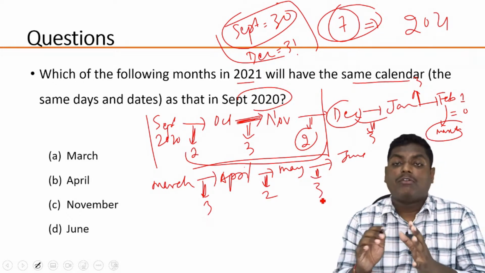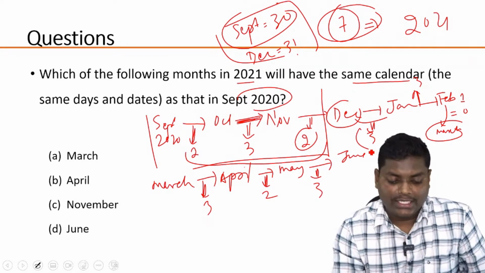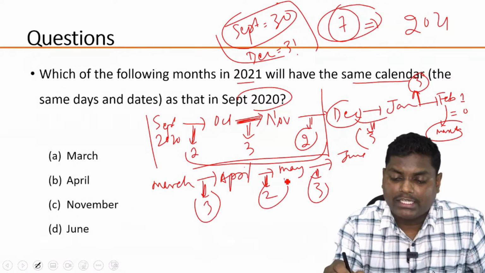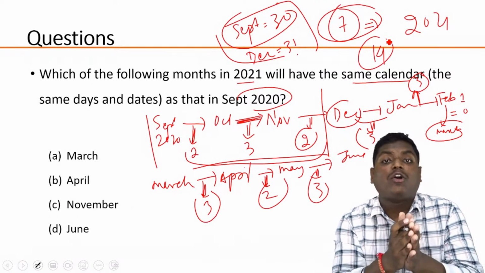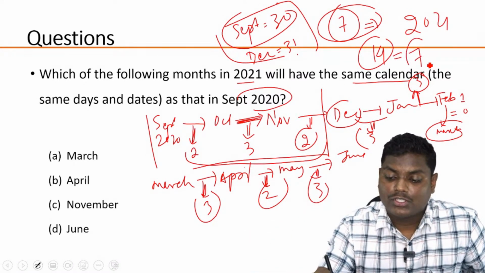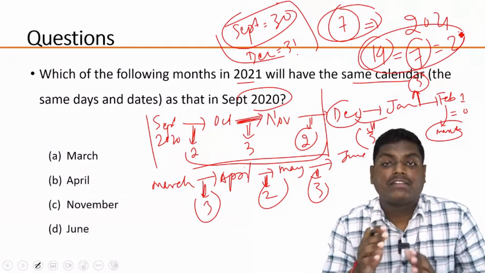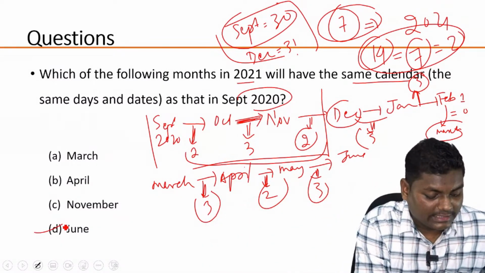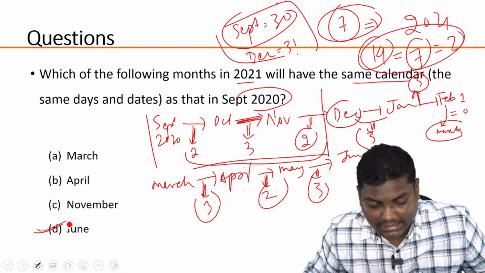Now it is important. If you add all these days, 3 plus 3 plus 3 plus 3 plus 2, it will give 14 days. If you add all these 14 days together, this will be divisible by 7. So exactly 2 weeks. Whenever it is divisible by 7, that completes the entire cycle of a week. So the correct answer is D, June.